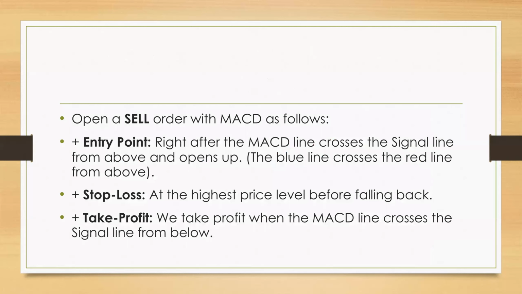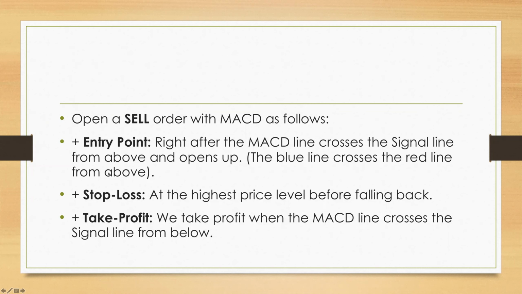That goes for a buy order. To open a sell order, our entry point is right after, remember we're selling, so we're looking to go down, right after the MACD line crosses the signal line from above and opens up. So when we were buying, we wanted the line to cross from below to go up. Now that we are selling, we want it to cross from on top to come down. So our entry point is right after the MACD line crosses the signal line from above and opens up.